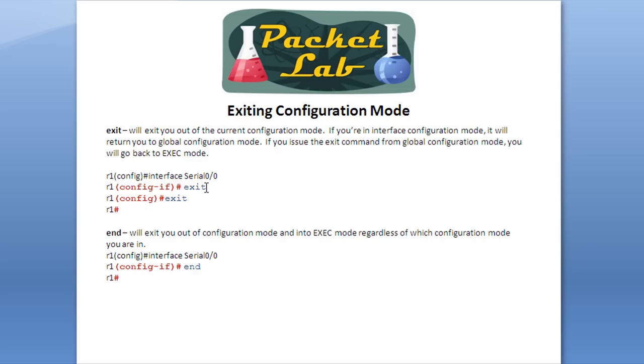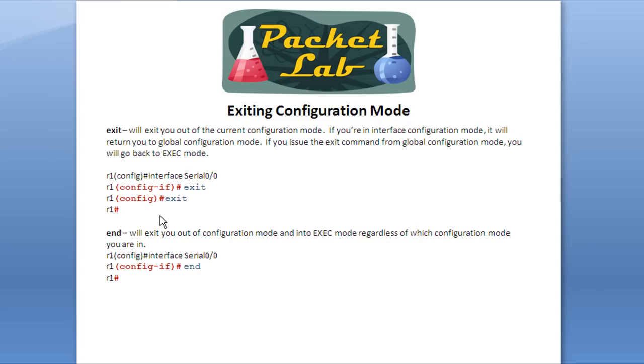So if I type exit, it's not going to take me out to privileged exec mode. It's going to actually just take me back to the next highest level in that configuration mode hierarchical tree, which is global configuration mode. If I issue exit from global configuration mode, then I do get put back into my privileged exec mode. So the exit command is really nice if you're configuring something under an interface and you want to go back into global configuration mode and continue making changes.